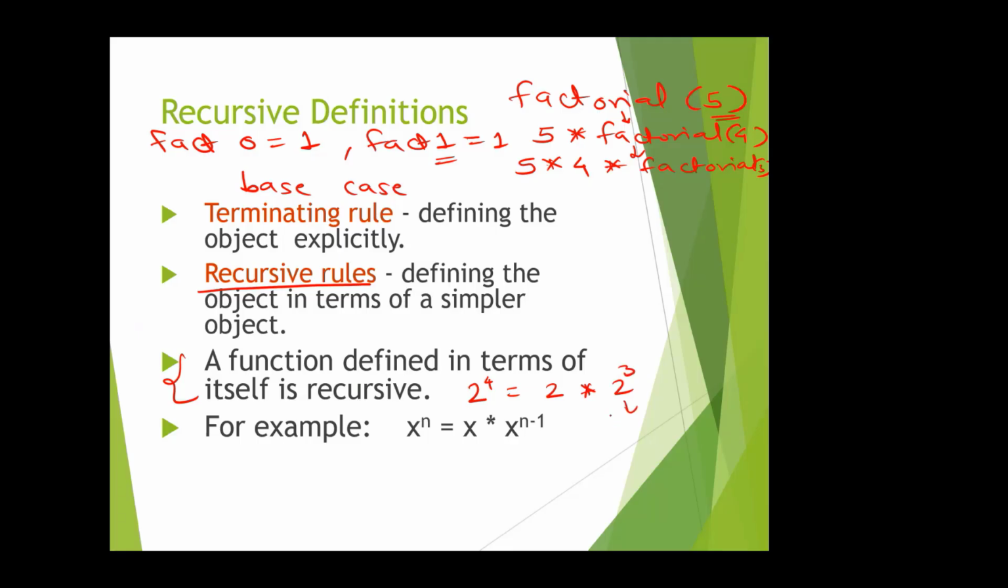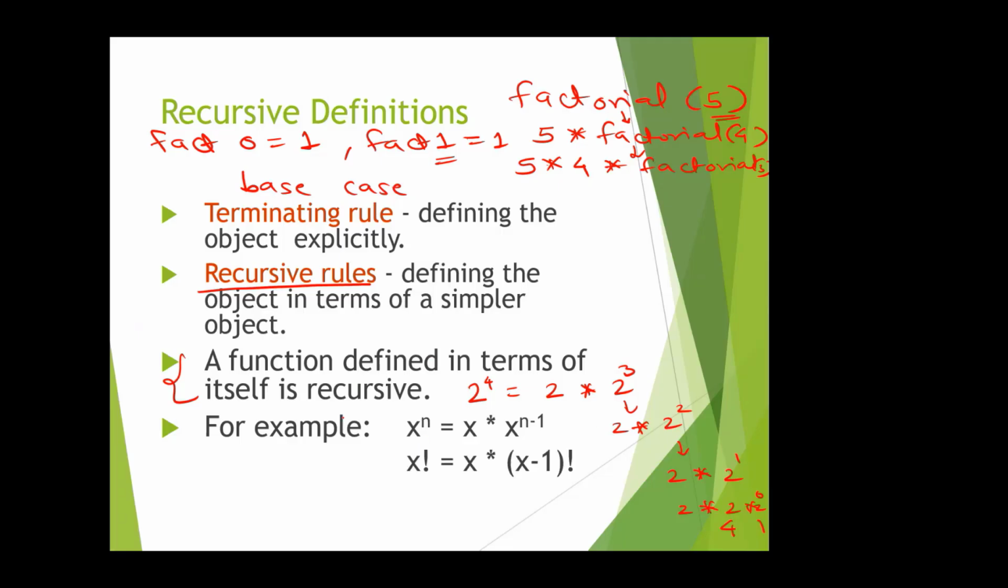This 2 raised to 3 again can be broken down as 2 multiplied by 2 raised to 2. This is 2 multiplied by 2 raised to 1, and this might be 2 multiplied by 2 raised to 0, and our base case might be something raised to 0 is equal to 1. So when it substitutes values, it will substitute 2 raised to 0 as 1, then this value as 2, then this value as 4, then this value as 8, and this value as 16.